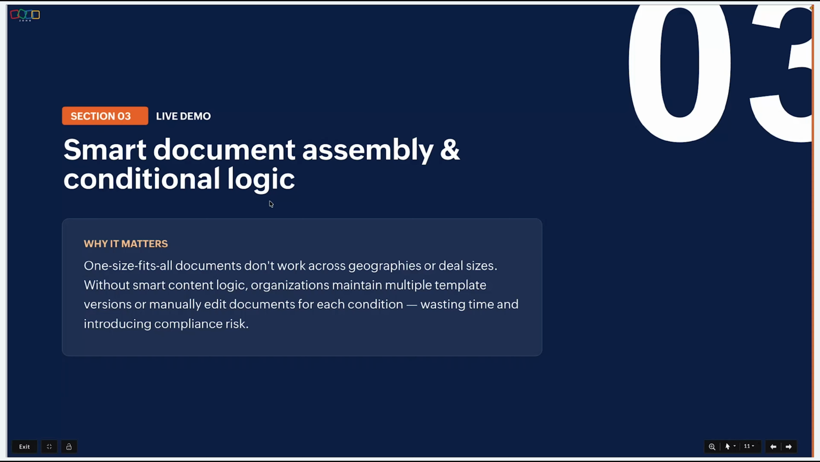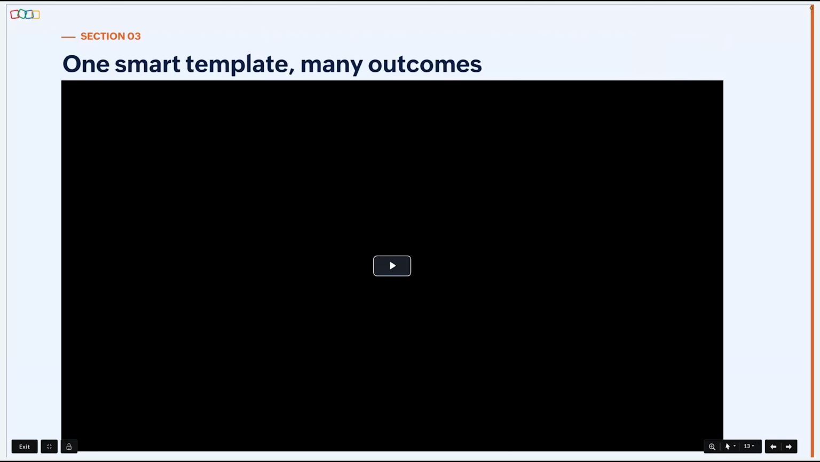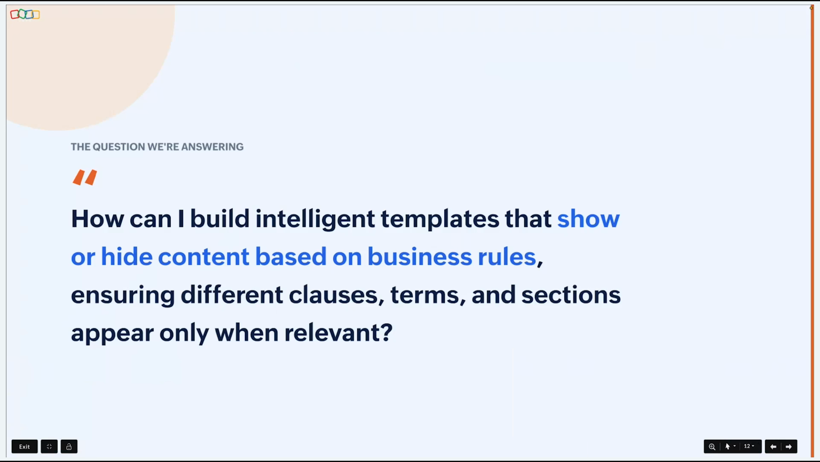So the question is, how can I build intelligent templates that show or hide content based on business rules, ensuring different clauses, terms, and sections appear only when it is relevant? That's a good question, Gautam. And the answer here is conditional logic. Instead of creating multiple templates, you can create one smart template that adapts based on the incoming merge data.